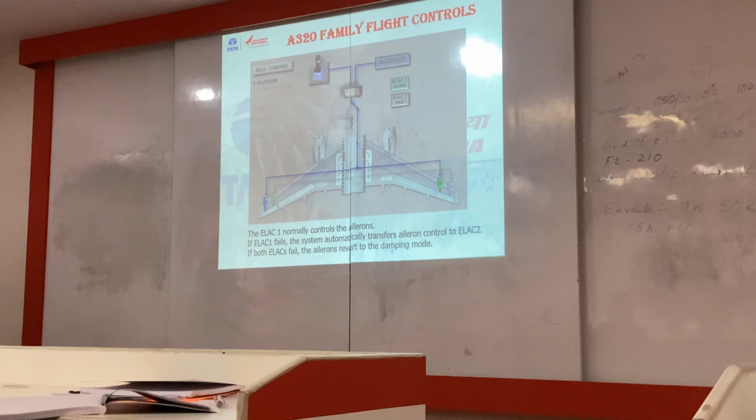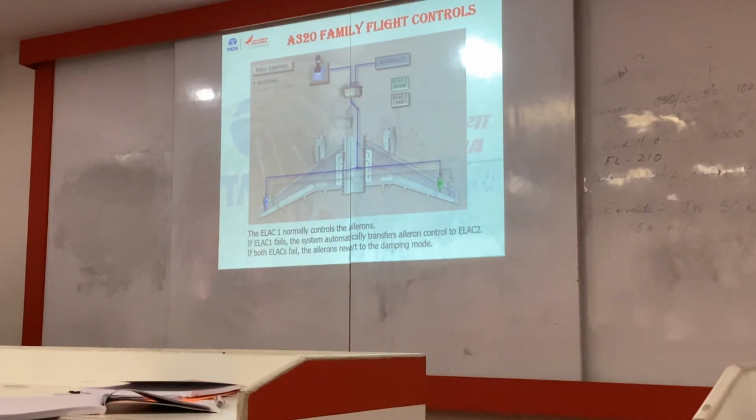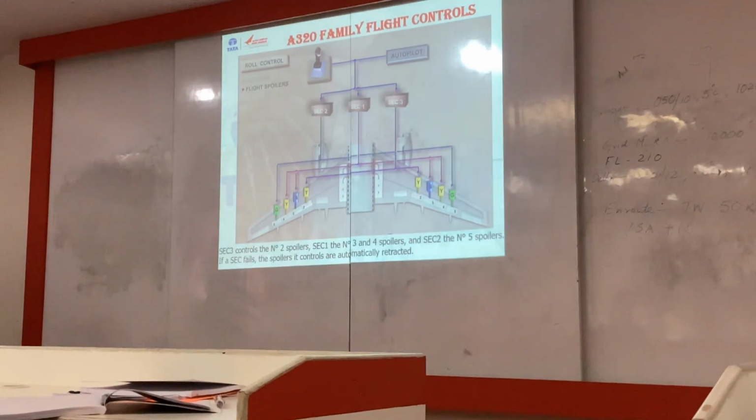If LAC 1 fails, it will go to the LAC 2 and then SEC. In SEC, if you see, different sets are there, 1, 2 and 3, and they are controlling different sectors.